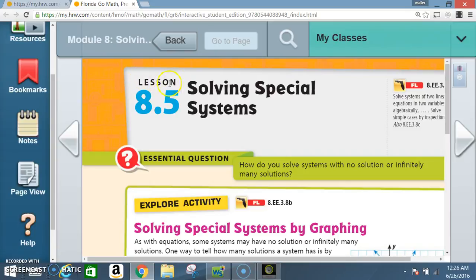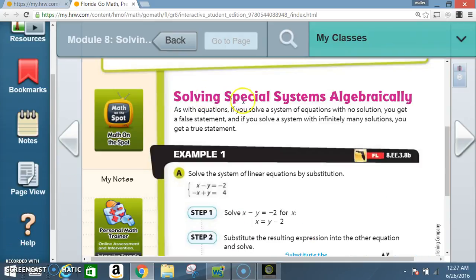Okay, class, today we're in lesson 8.5, Solving Special Systems. Solving special systems algebraically. As with equations, if you solve a system of equations with no solutions, you get a false statement. And if you solve a system with infinitely many solutions, you get a true statement.